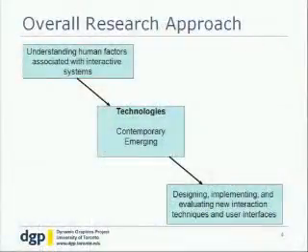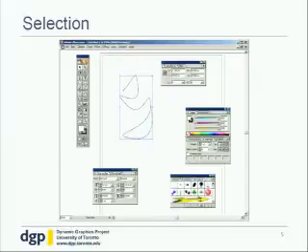So the overall research approach, which I'll be talking about today and that I generally follow with my research, is to understand the low-level human factors associated with interactive systems, applying this to both today's technologies but also tomorrow's technologies, and then using that understanding to design and guide the user interfaces and interaction techniques. And I'm going to begin by showing how we've applied this research methodology to one of the most fundamental interactions we carry out in today's graphical user interfaces, and that is selection.